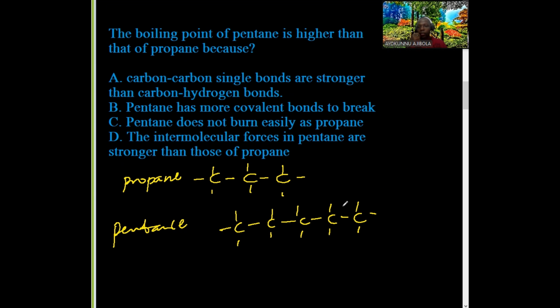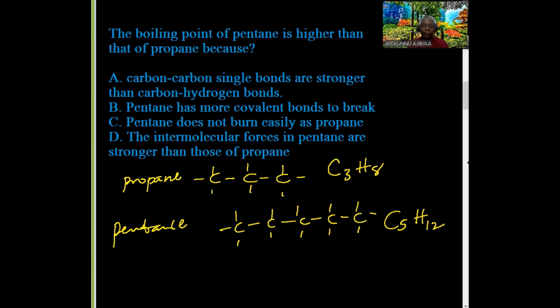One, two, three, four, five, six, seven, eight, nine, 10, 11, 12. That's 12. So this one is C3H8. This one is C5H12. So what's the name?